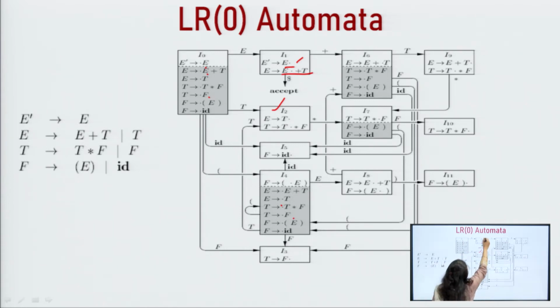Then suppose at this set I1 we have the item E prime to E dot. If we have this item in a particular set of items, then it will have the transition for dollar, and it will lead us to the accept state. So this is the accept action. Now next is E to E dot plus T: after the dot we have plus, so we can mark the transition for plus. Just right of plus we have dot T, so we add the T productions, then F, so we add the F productions, and in that way we can complete this LR0 automata.